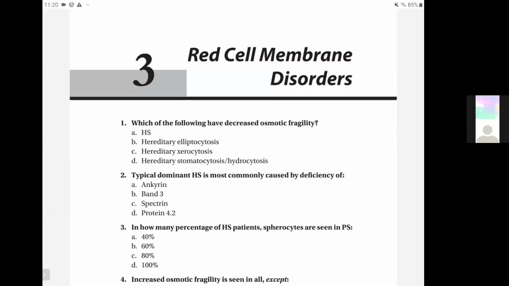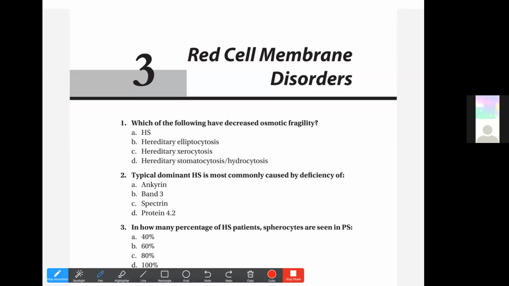Now, regarding the osmotic fragility test, this is done mostly with reference to membrane disorders and also in cases of hemoglobinopathies, because in sickle cell and thalassemia there would be a decrease in the osmotic fragility. So if we go by the osmotic curve, then we know that the osmotic fragility is decreased in cases of thalassemia trait and in sickle cell anemia.